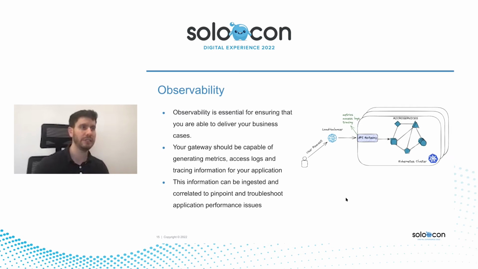Your gateway can provide rich information at the entry point to your application. This information should include metrics, access logs, and traffic and tracing information for your application. This information can then be scraped, analyzed, and used for reporting or alerting using tools like Prometheus, Grafana, Kiali, and any observability tool that you have in your environment that can ingest this information, correlate it, and report and alert on it.